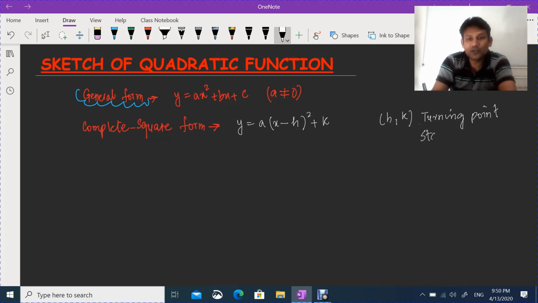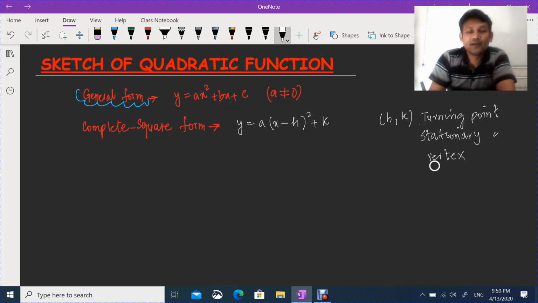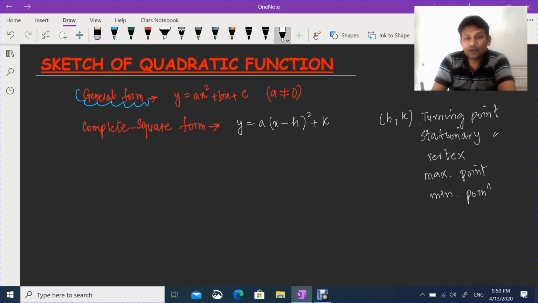The other name is stationary point, and we can also say the vertex, maximum point, minimum point. These are all related to the point h and k. That's the turning point. Okay. By a we can decide whether the turning point is maximum or minimum, by the value of a, if a is positive or a is negative.